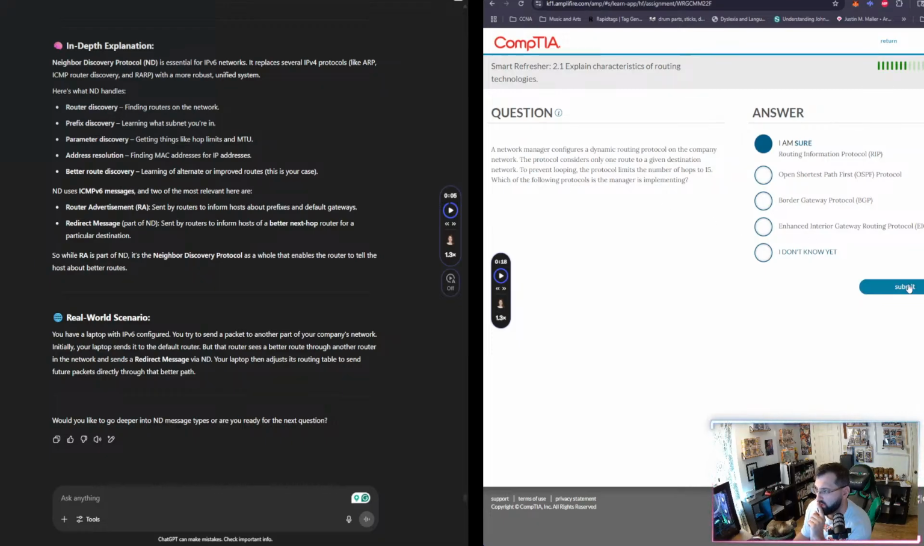RIP. The reason I knew it was RIP is because the protocol limits the number of hops, and RIP limits the number of hops.